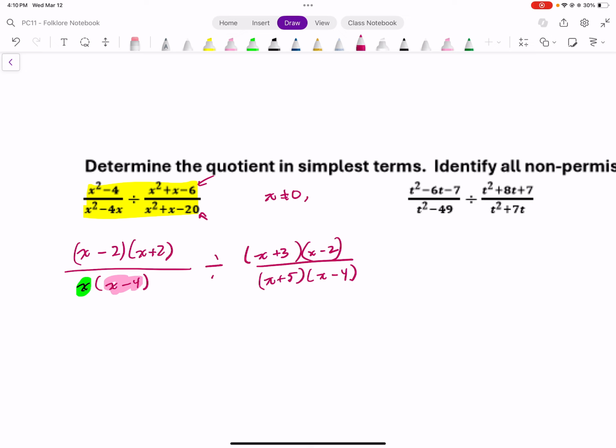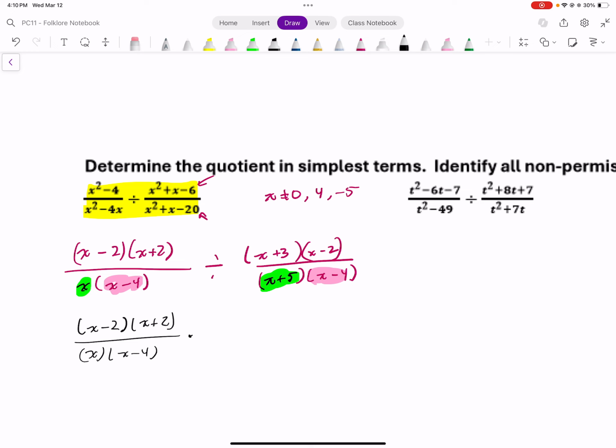X cannot be equal to 4. X cannot be equal to -5. Now, if you notice, this is the same factor as we had before. So those are my non-permissible values. I'm going to rewrite this division as a product. So I have x minus 2 times x plus 2 divided by x minus 4.